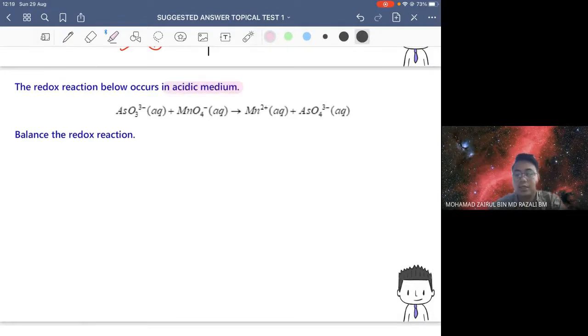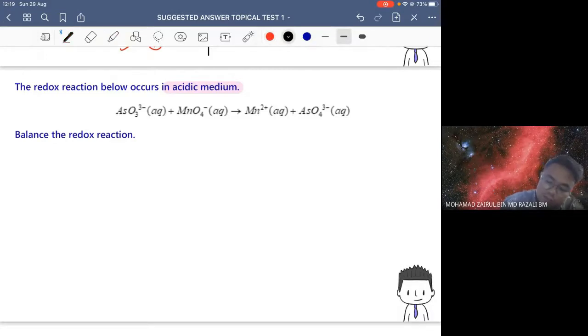Okay, dia hasilkan dalam acidic medium. Okay, first part untuk balance redox, kita kena separate the equation into two half equations. Kita kena buat oxidation half equation and also the reduction half equation. Oxidation and reduction tu wajib tulis. Kalau awak tak tulis oxidation and reduction tu, salah.